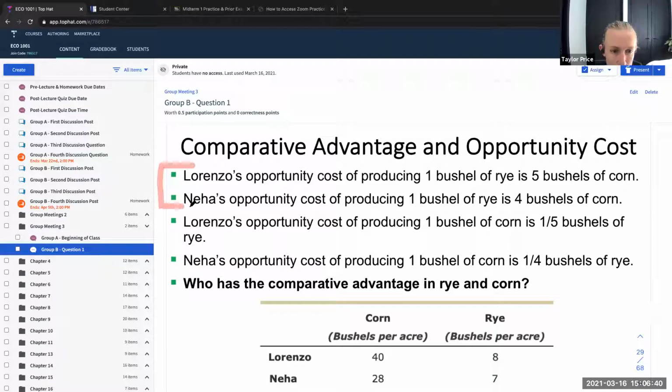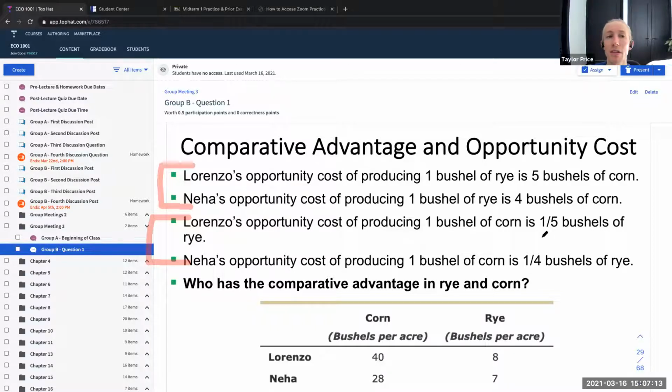We have the first two here, and these are for rye. In this example, what we're looking for is who has the lowest opportunity cost. And then for corn, we're looking at who has the lowest opportunity cost. We can see that in this case, Niha has the lowest opportunity cost for rye, and for corn, Lorenzo does.